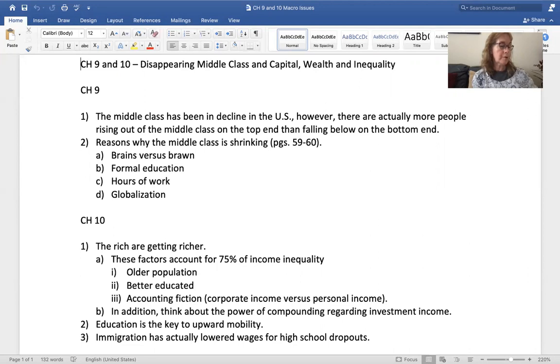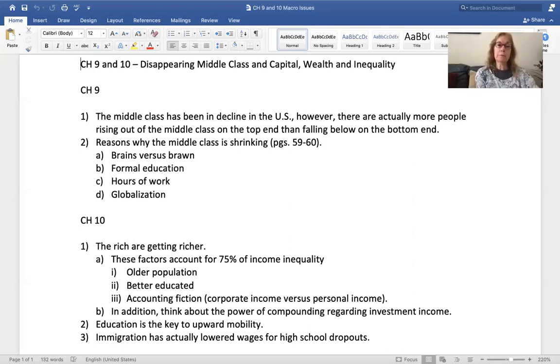A family of 3 considered middle class would be making from 42,000 to 126,000. If you made from 126 to 188, you're upper middle class, and beyond 188,000, you're upper class. So we're talking about people making 188 and above in family income. That was 2016.